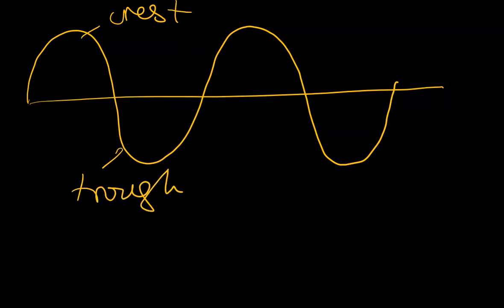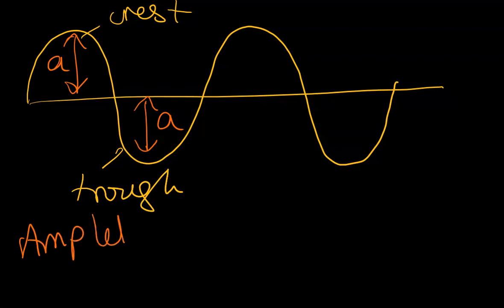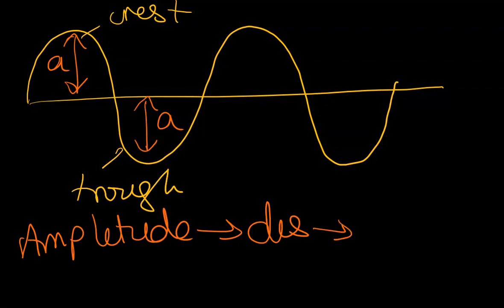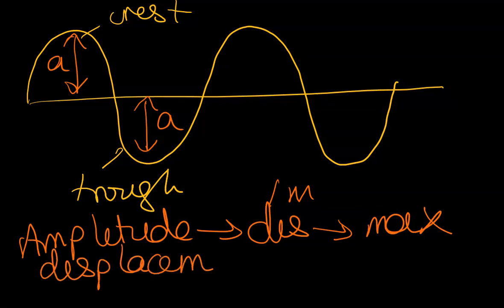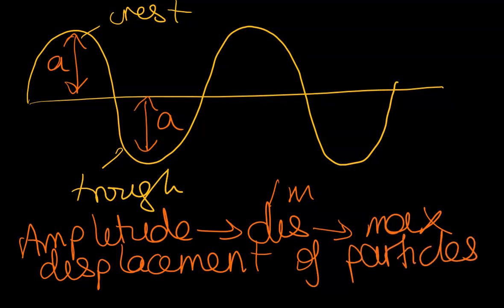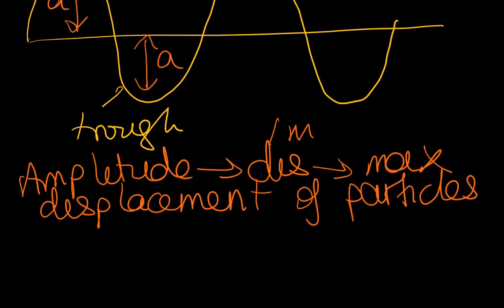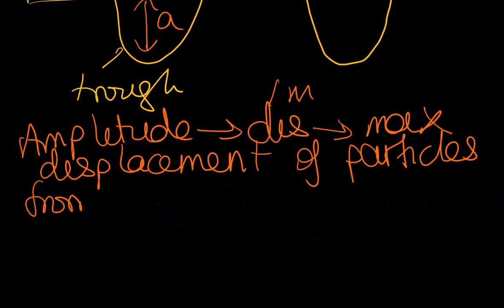The other properties that are seen will be amplitude, which is the height of the crest or the depth of the trough. Amplitude is a distance measurement, so it is measured in meters, and it is defined as the maximum displacement of particles from rest position.